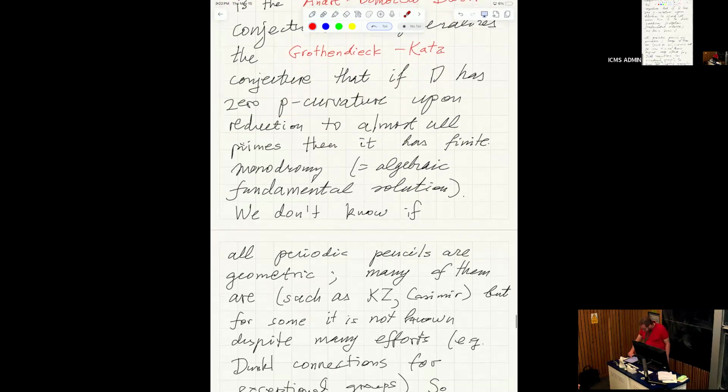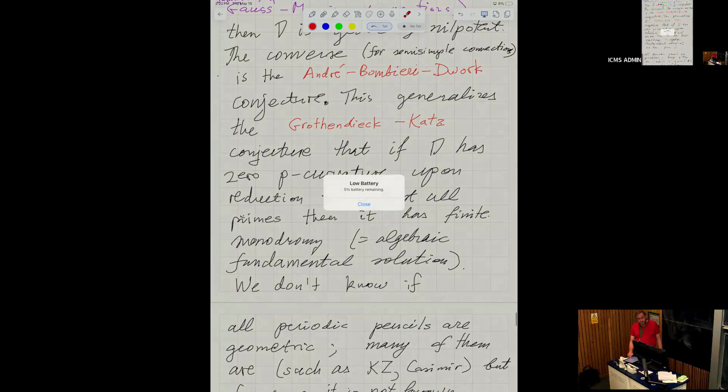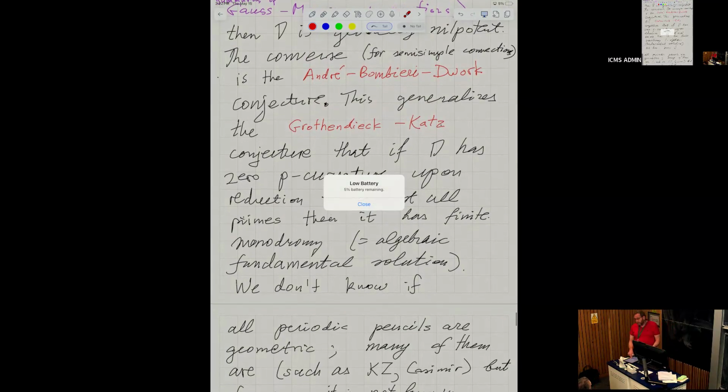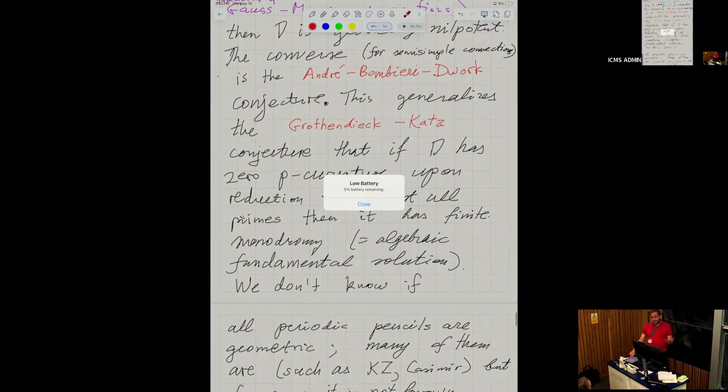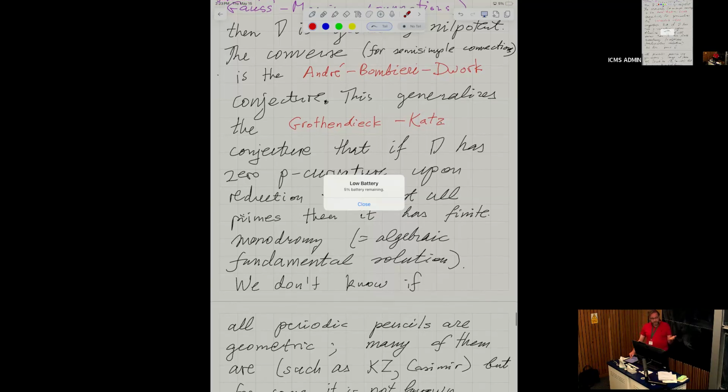And so we know that our periodic pencils are all globally nilpotent, but whether they are geometric is an open question. Many of them are known to be geometric. Like the Knizhnik-Zamolodchikov equation is geometric. Geometric means that solutions can be written by an integral formula. And integral formulas are known for the Knizhnik-Zamolodchikov equation due to Schechtman and Varchenko, for the Casimir connection due to Felder, Varchenko, Markov, Tarasov. But for the Dunkl connection for exceptional groups, they are not known.